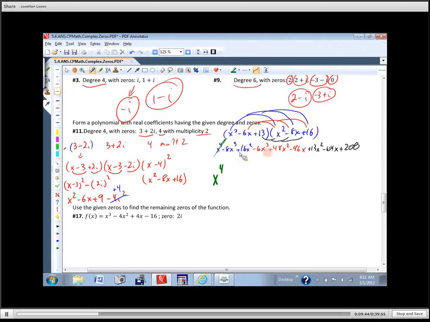Then let's look through and grab the x to the 3rds. There's one here and one here. No other x to the 3rd, so that's going to be minus 14x to the 3rd, and I'll cross that off since I'm done with it.